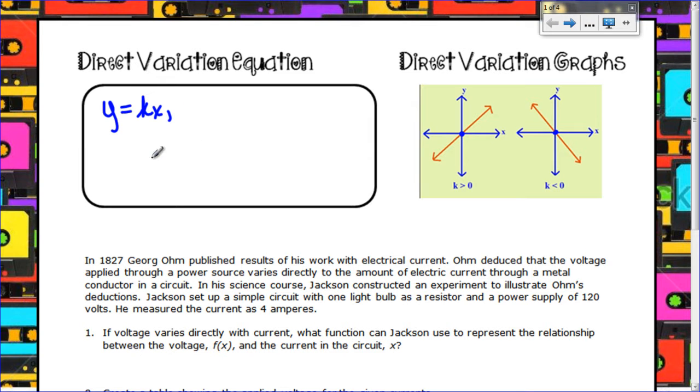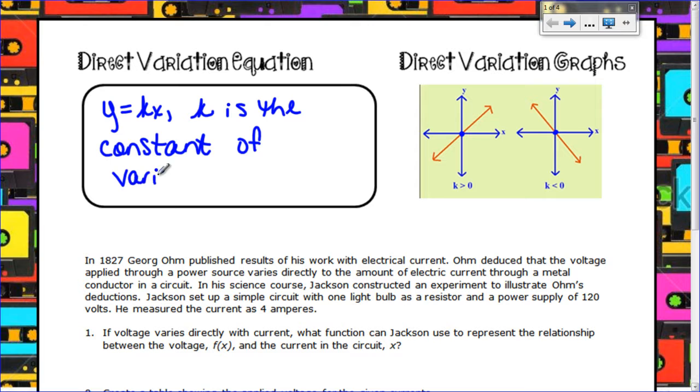The k in this is very similar to m. When we're doing y equals mx plus b, m is the slope. In this, k is considered the constant of variation. But it's the same thing as slope. If I find the rise over the run, or I find the change in y over change in x, it's the same thing in this situation.